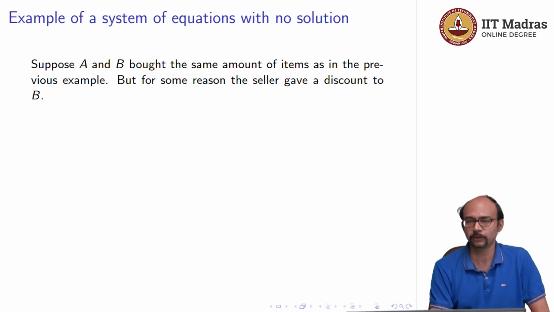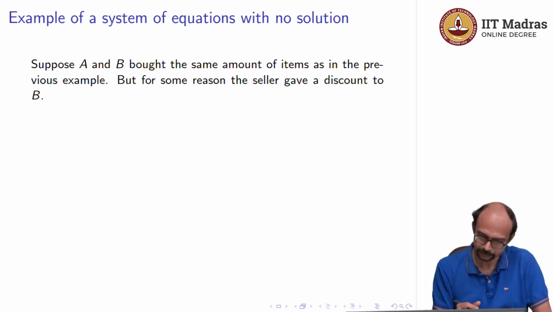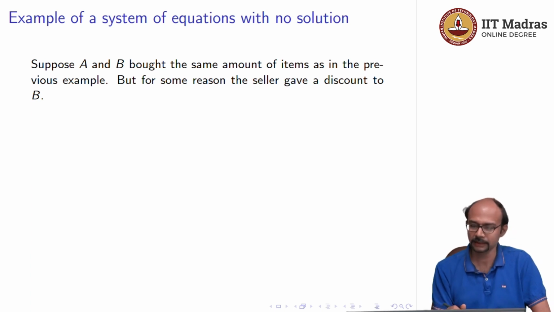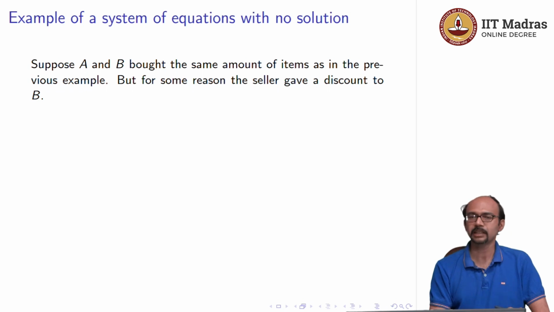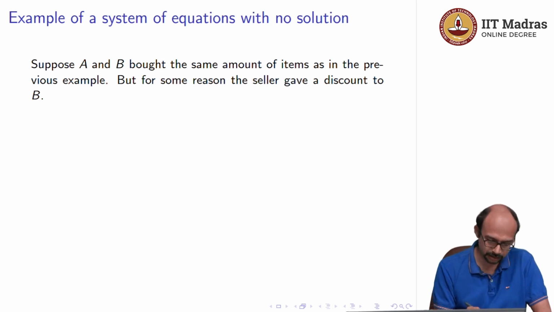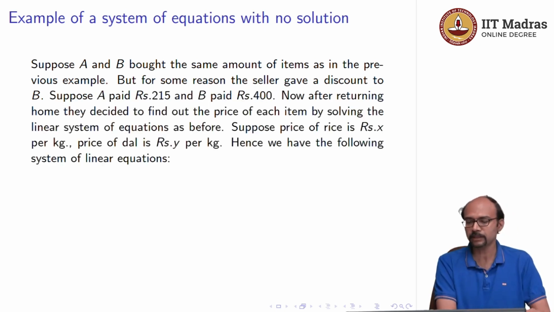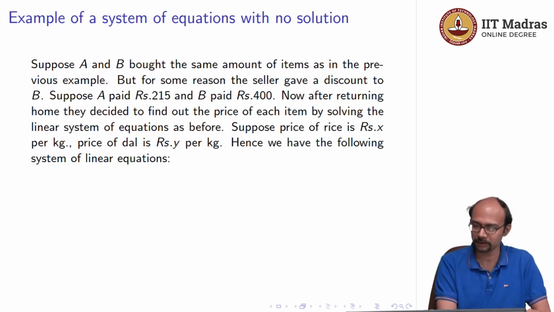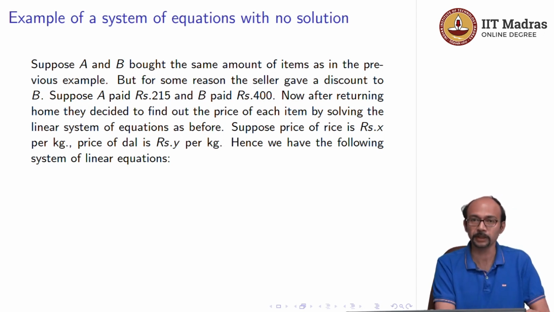Let's do an example where it has no solutions. Again we have the same situation, namely A and B go to the shop and buy the same amount of rice and dal as they previously did: 4 kgs of rice and 2 kgs of dal, and 2 kgs of rice and 1 kg of dal respectively. But this time the seller gives a discount to B. The shopkeeper is in a happy mood. So A paid 215 rupees and B paid 400 rupees. In the previous example B had paid 430 rupees.